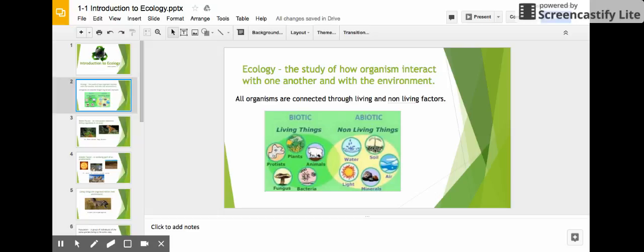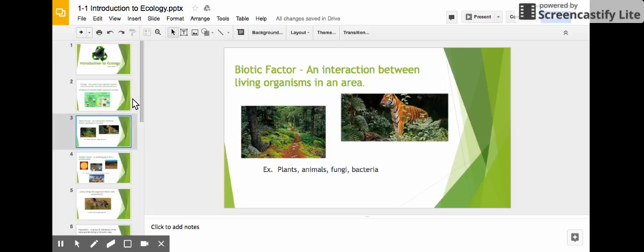Abiotic factors like water: how does the amount of rainfall impact them? Do they live near a body of water or in a body of water? Soil: what sorts of nutrients are found there? What type of soil is it? Air, minerals, and light. Abiotic factors and interaction in an ecosystem between living organisms in the area.